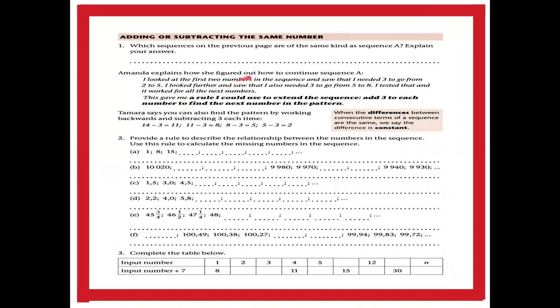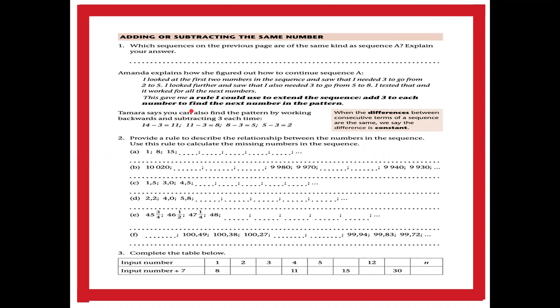Amanda explains how she figured out how to continue sequence A. I looked at the first two numbers in the sequence and saw that I needed 3 to go from 2 to 5. I looked further and saw that I also needed 3 to go from 5 to 8. I tested that and it worked for all the next numbers. This gave me a rule I could use to extend the sequence, and the rule is add 3 to each number to find the next number in the pattern.